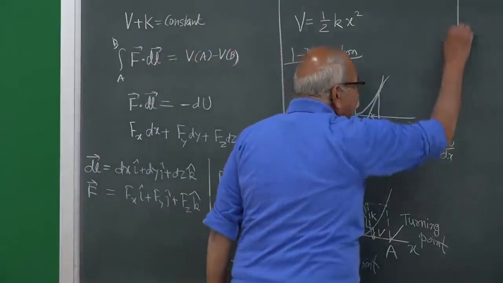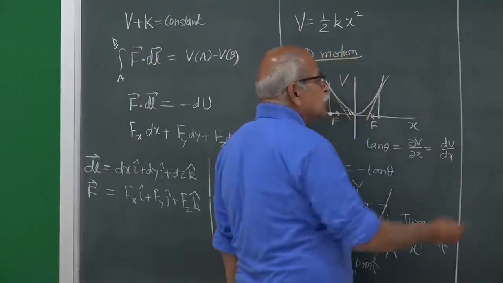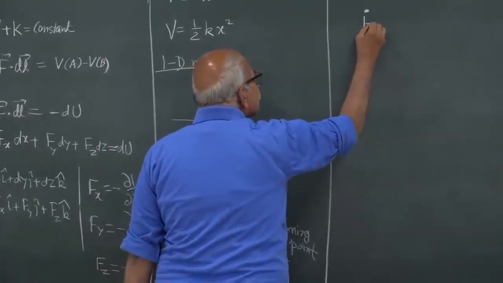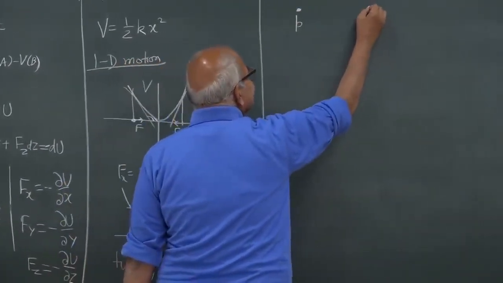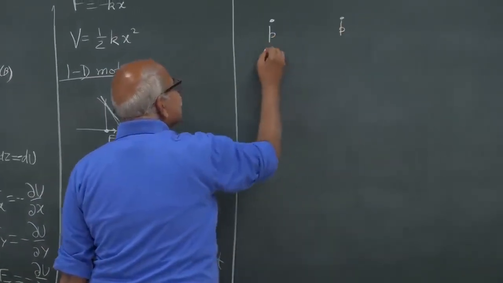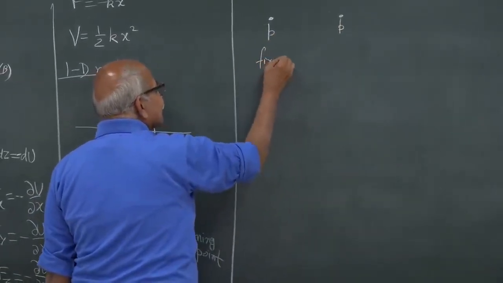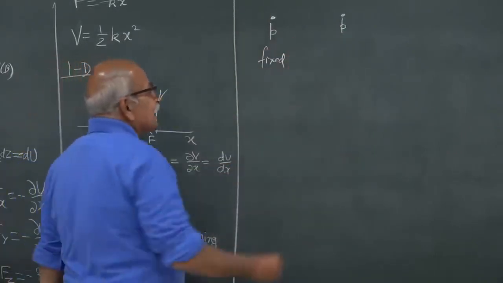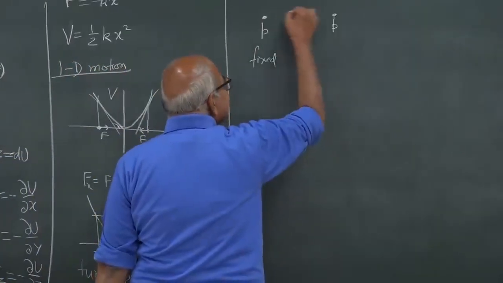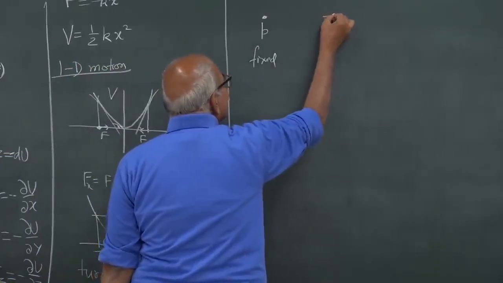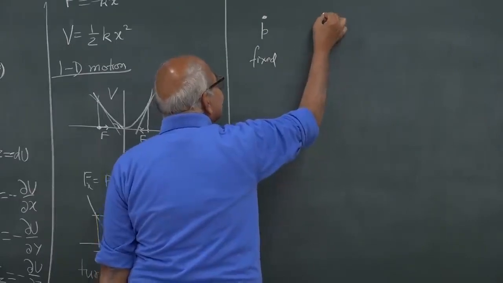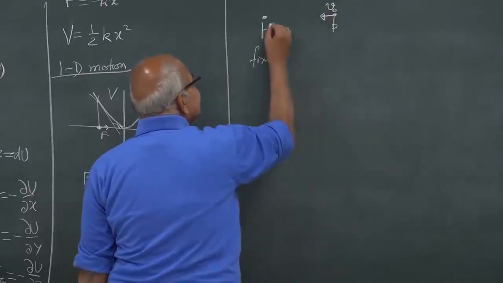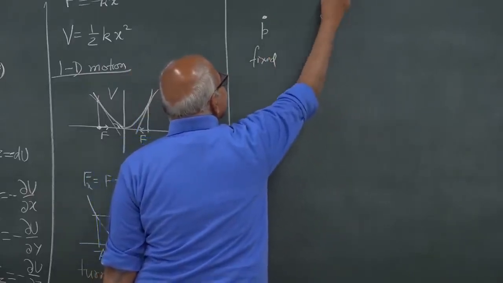Let me take one more example. Suppose you have a proton and you have another proton, and suppose this proton is somehow fixed and this can move, and suppose this is moving, this distance is large and it is moving towards this first proton like that. It has some velocity v naught here, and this distance is quite large.